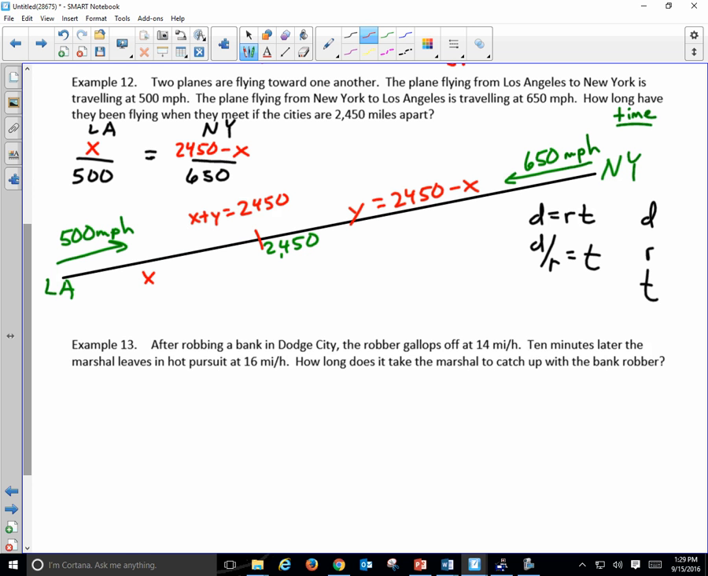Now I have an equation that has just one variable. So again, I had two unknowns, so I needed two equations, substitute something in. Can we solve this? Cross multiply. Take out your calculator so you can multiply.